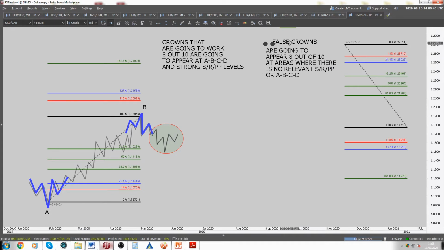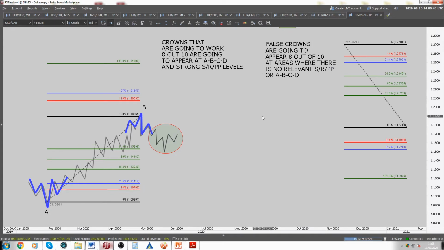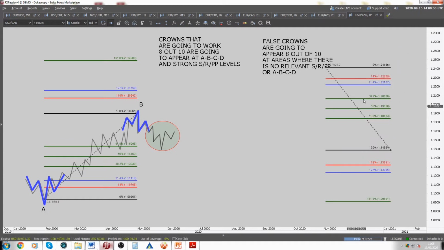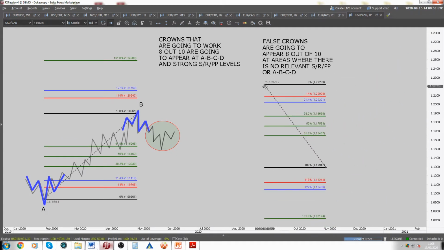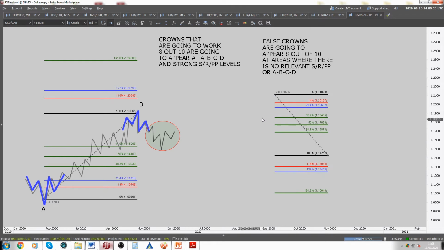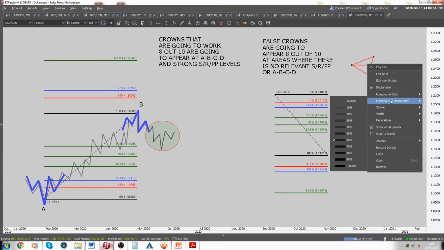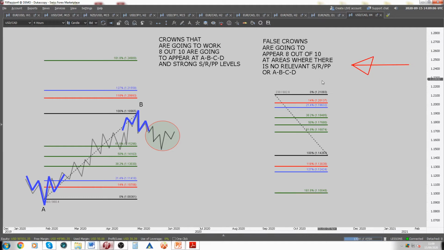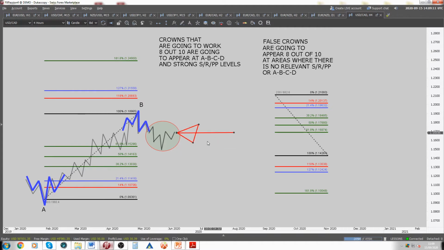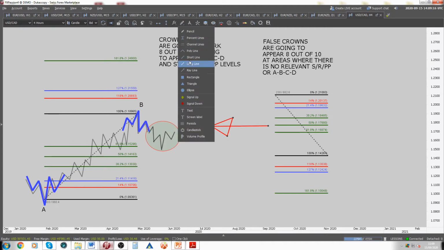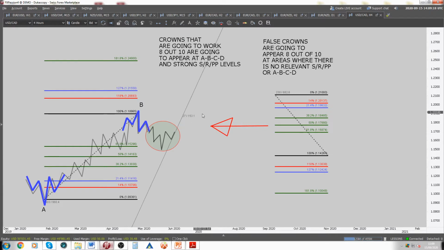Why are we teaching you this, everybody? Because trading, as always, it's a probability game. You know, we are talking about probabilities. You know, so, and you need to learn this stuff, everybody, together with everything else, of course. You know, and why is this important? This is important because just because you have a crown here, you know, and maybe, just maybe, this crown is going to work.